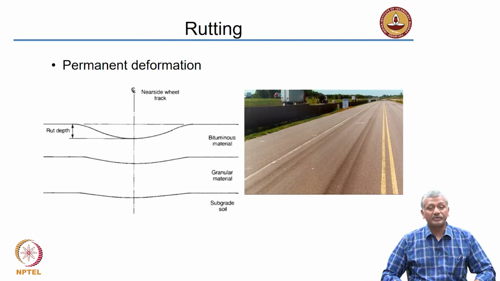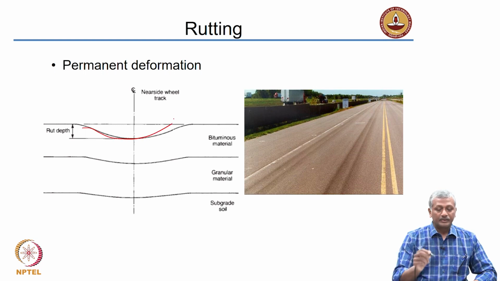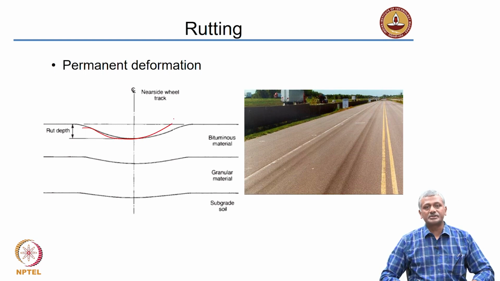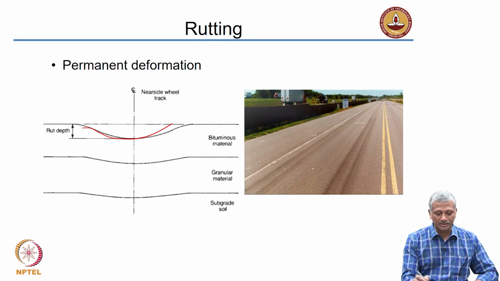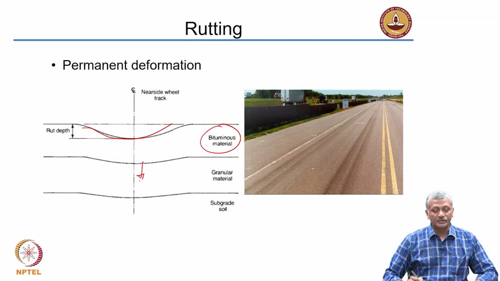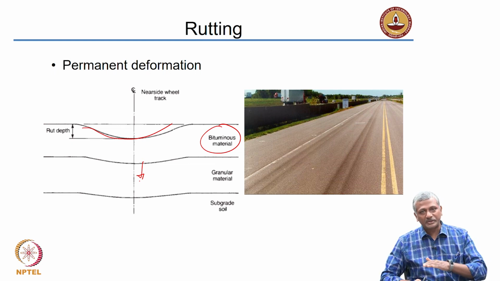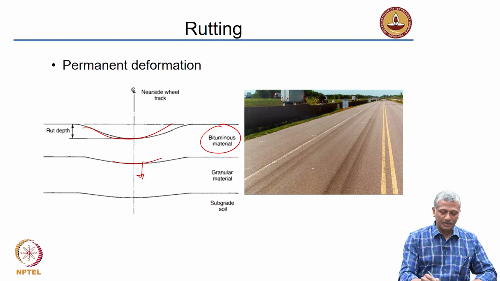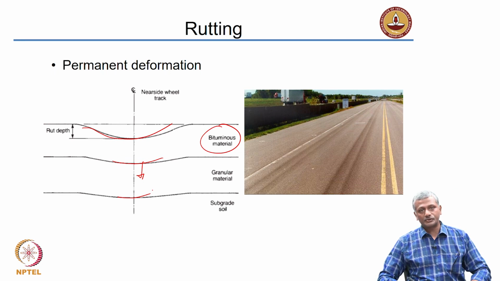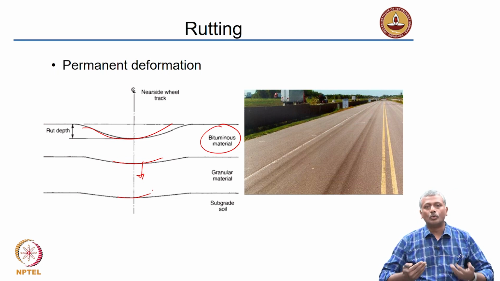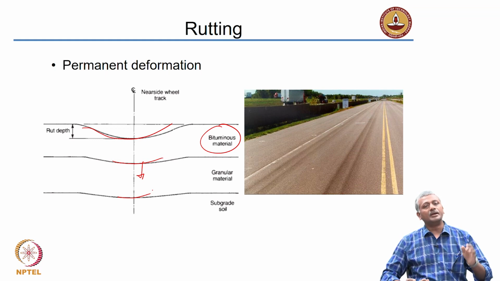Rutting is very easy to understand. You have the top layer of the asphalt concrete which becomes soft as a result of high temperature, and when the wheel passes right on top of that, there is deformation. Deformation in the bituminous material is transferred to some extent to the granular material also. The granular material is packed, but still it is not packed in such a way that it does not move at all. There can be some depression forming in the granular material also. As the loads increase and more and more repetitive cycles of loading happen, this permanent deformation will keep on increasing.